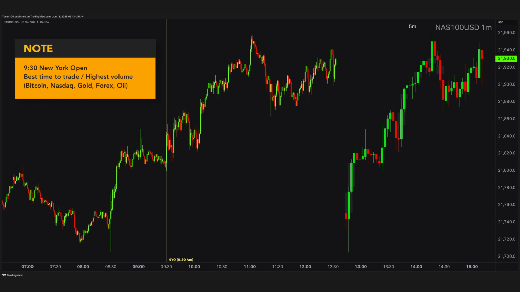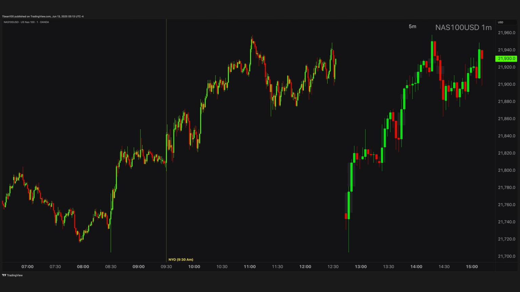Now, what you see here is the Nasdaq chart, but it can be any chart that you can imagine. Bitcoin, Forex, gold, or even oil. The time is 9:30, the New York local open time. Probably the highest traded time in the world. On the left, we have the 1-minute chart, and on the right, you can see the 5-minute chart.